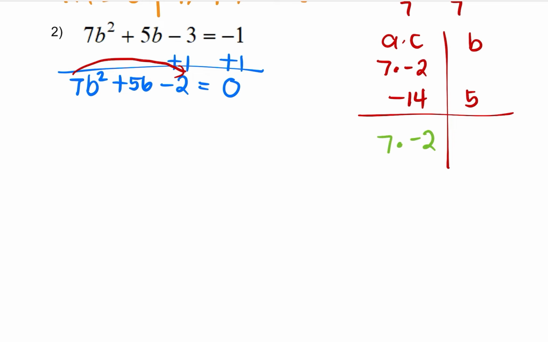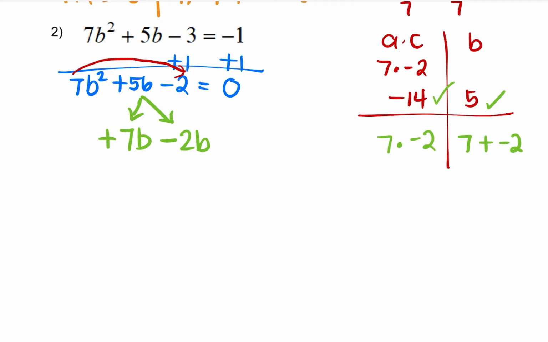Multiplying 7 times negative 2, that is negative 14. Add 7 plus negative 2. That's positive 5. It checks the box. Now I'll split the middle. I will do plus a positive 7b and a minus 2b. So 7b minus 2b is 5b.